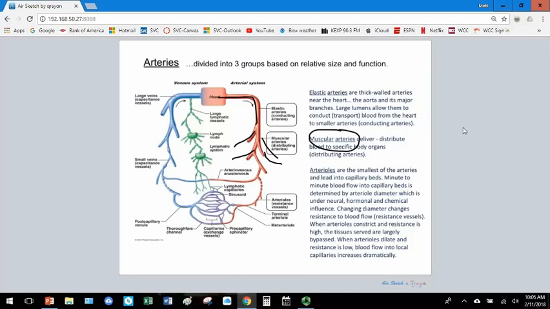Then we have the arterioles. So muscular arteries branch into arterioles, and actually it's the arterioles that feed the capillaries within the different tissues of the body.